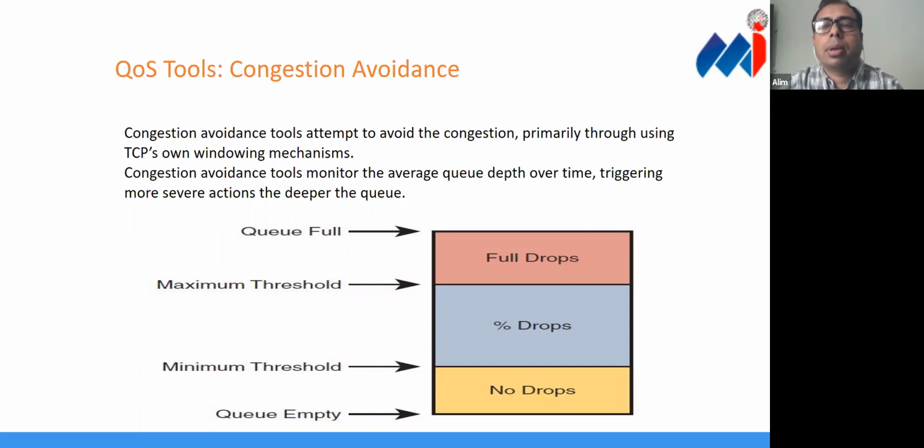Actually, congestion avoidance mainly relies on TCP's windowing mechanism. You know that in a TCP connection, when TCP sends some packets, it waits for acknowledgement. It sends one packet, then waits. Okay, this is the acknowledgement. Otherwise, it will retransmit the packet.